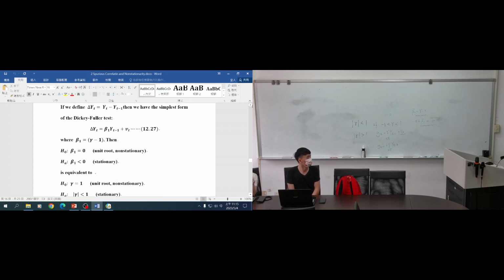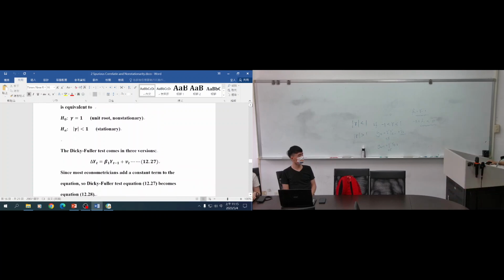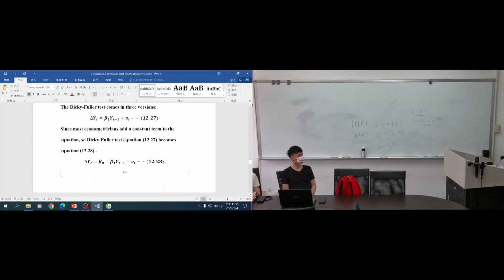We define delta y, right? It is expressed like 12.27, and beta 1 is like this one. So this is called stationary, and this is unit roots, so it's non-stationary. And this is equivalent to testing the null hypothesis gamma equal to 1, against the absolute value of gamma less than 1. Okay? And we say the Dickey-Fuller test comes in 3 versions.